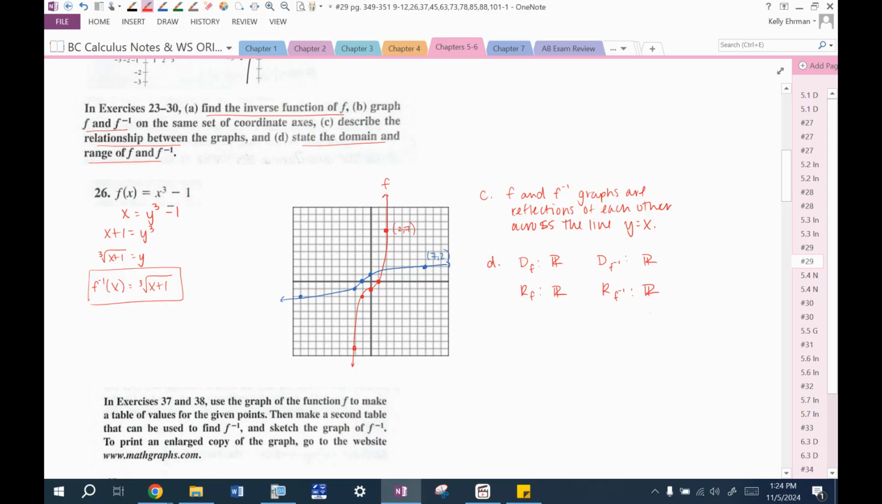One thing I want to remind you of from our pre-calc days: when domains and ranges are restricted, you're checking that the range of f matches the domain of f inverse, and the domain of f should match the range of f inverse. Anyway, the diagonals here match, so we always checked that in pre-calc.